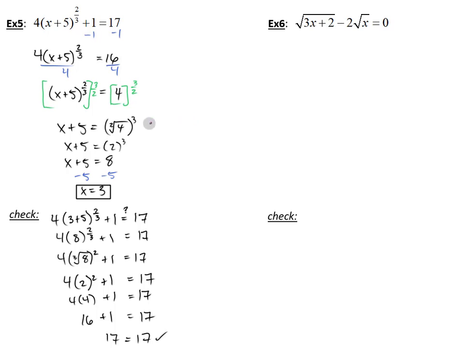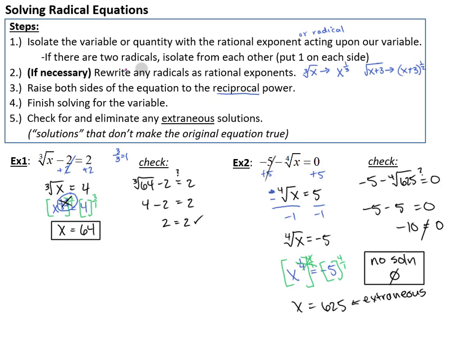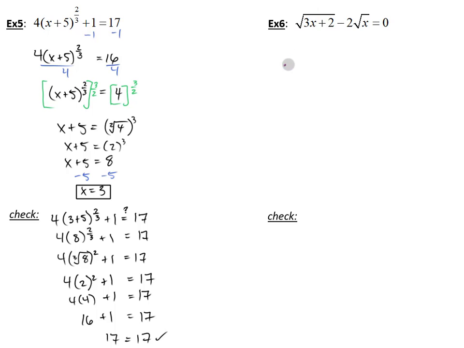If you're having difficulty with that, we can go over that in class. So let's go over number 6. This one, if we go back to the original notes, it did say, if there are two radicals, isolate from each other and put one on each side. Okay, so that's what we need to do here.